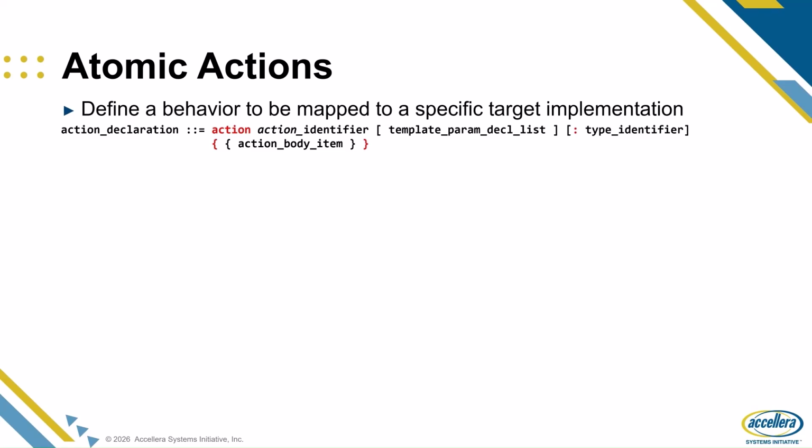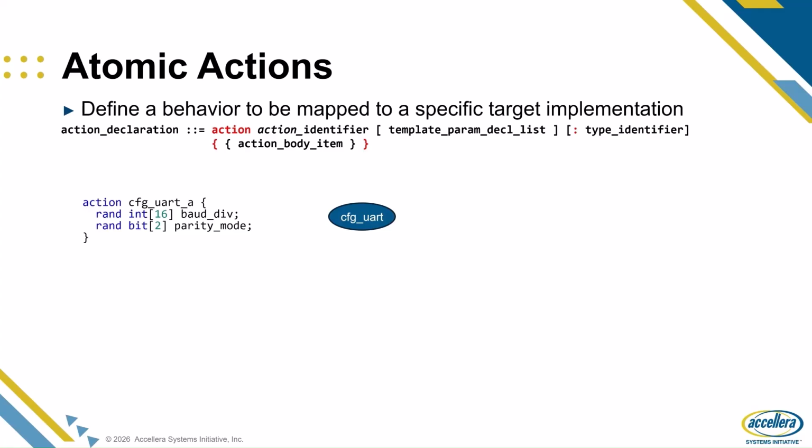We saw earlier that behaviors in PSS are described using actions. Basic behaviors are defined using atomic actions, which are mapped to a specific target implementation. We use the action keyword and curly braces to wrap the action contents. Actions can be parameterized like we saw earlier in the data type session and can be derived from a base type, which we'll discuss more in session 8.